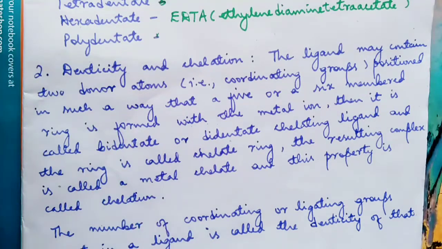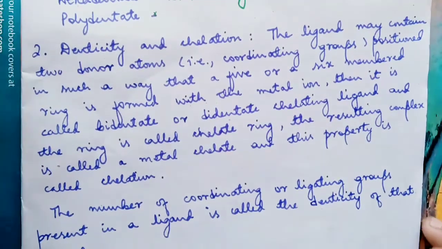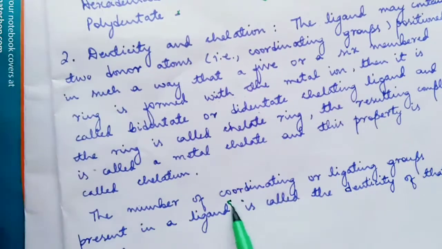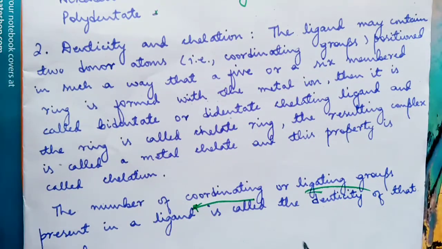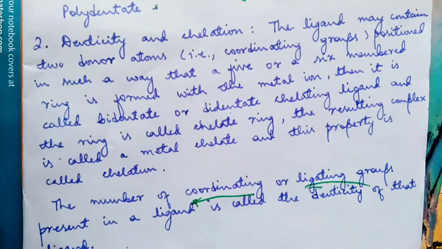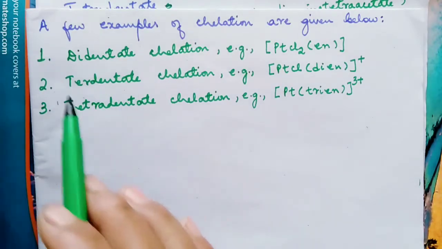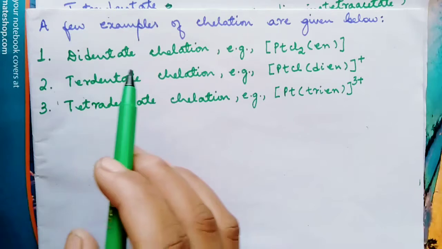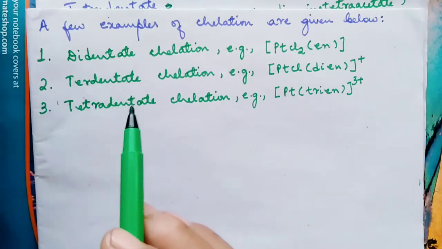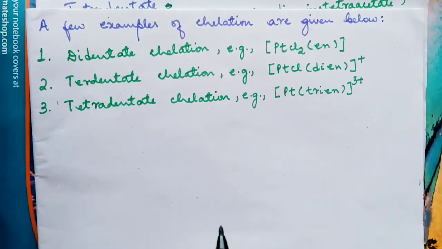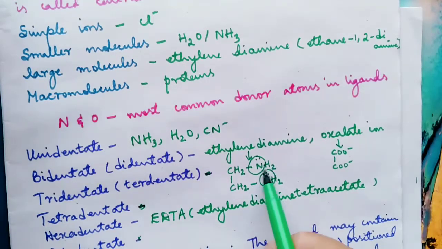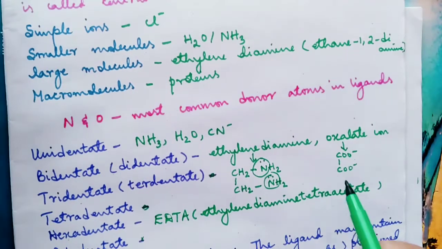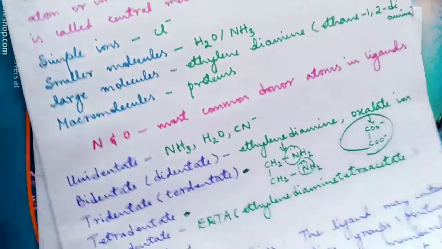Then what is denticity? Denticity refers to how many coordinating or ligating groups are present in a ligand, that is, the number of coordinating or ligating groups present in a ligand. Now we come to a few examples of chelation. The first one is didentate chelation. A didentate ligand is a ligand containing two donor atoms. Examples: ethylene diamine. Here we see that there are two donor atoms, so it is an example of a didentate ligand. This one also is an example of a didentate ligand.